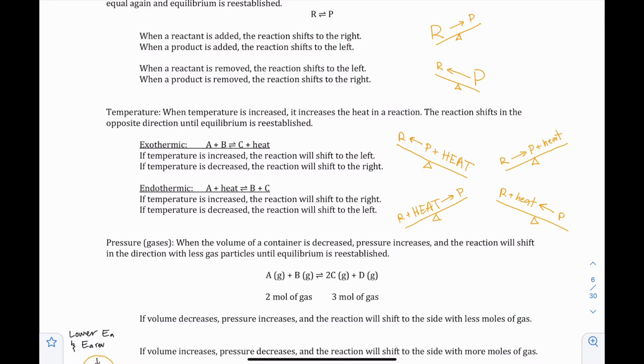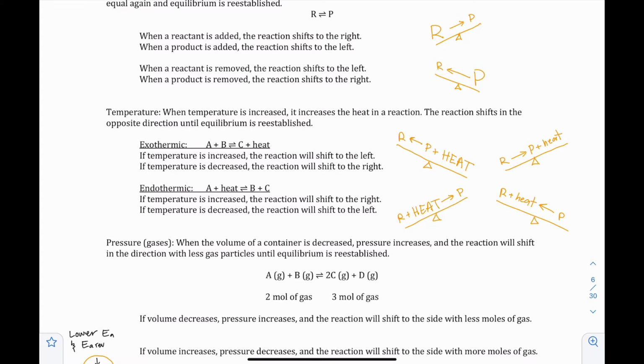When temperature increases, it increases the heat in a reaction, and the reaction shifts in the opposite direction to reestablish equilibrium. When temperature decreases, it reduces the heat in a reaction, and the reaction will shift toward that direction to reestablish equilibrium. The tricky part here is that heat is on different sides of the reaction, depending on whether the reaction is exothermic or endothermic. If the reaction is exothermic, heat is exiting the reaction, so it's on the product side. And if a reaction is endothermic, heat is entering the reaction, so it's on the reactant side.